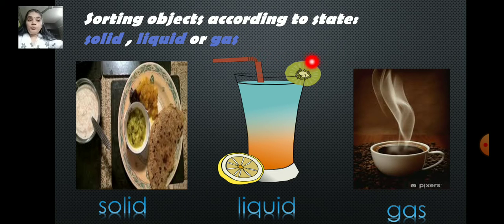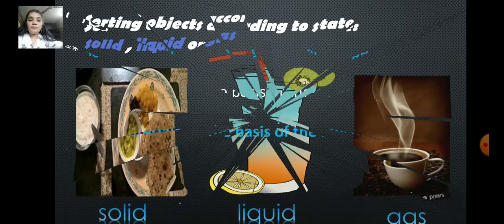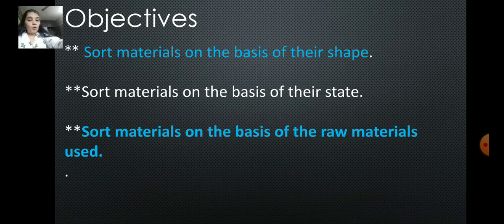So sorting objects according to the states. Solid states, liquid states, gaseous states. So we all learned so many things about the states. So here what we learned now is sorting materials on the basis of their shape, and sorting materials on the basis of raw materials that are used.